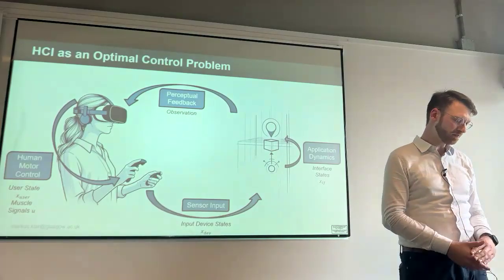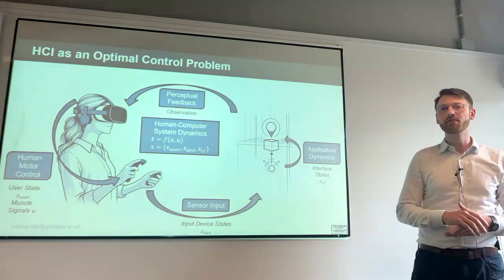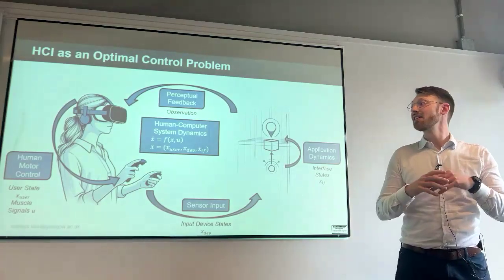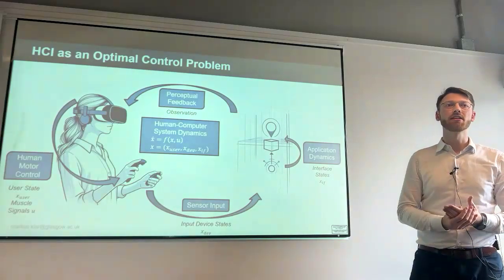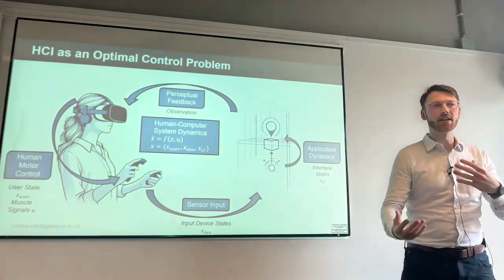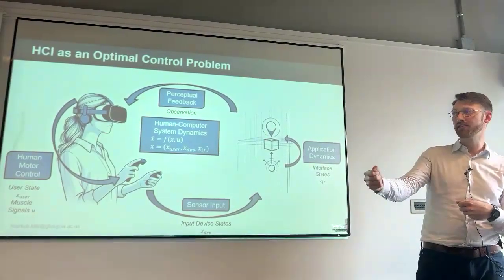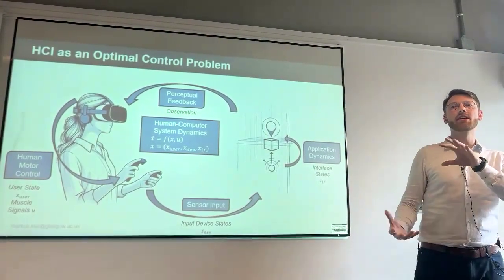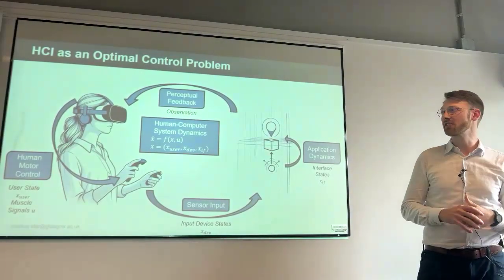feedback. And we can model this loop as one set of differential equations that, given a certain state of the system, and with state I mean the user state, the input device state, and the interface state, and a given muscle control signal of the user, we can forward the system in time to get the new system state after this activation is applied.